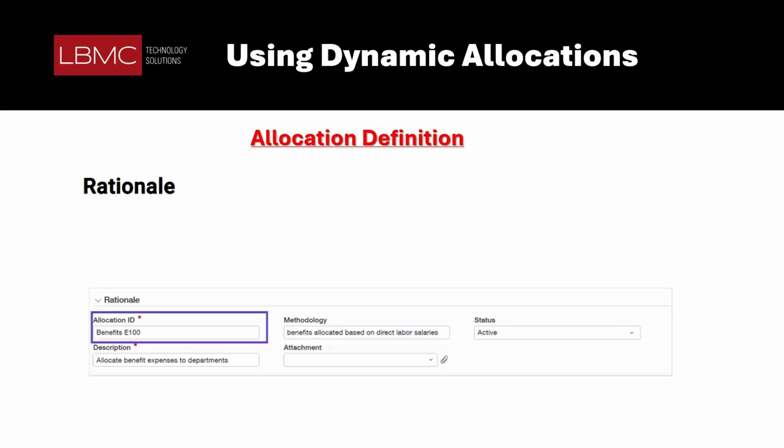your different allocation definitions. And as time goes by, you have the ability to either have that status be active or inactive without having to delete out any allocation definitions. You can just go in and set that status from active to inactive if you no longer want to use that allocation ID within your allocation information going forward.